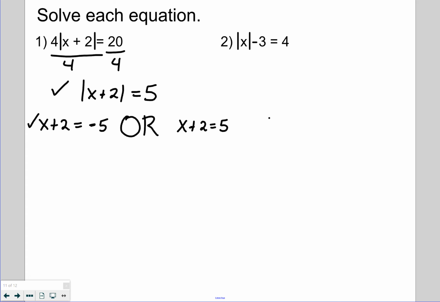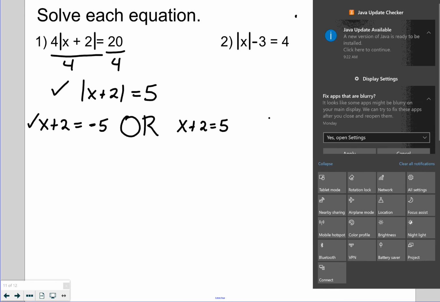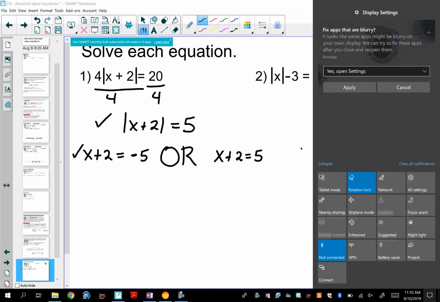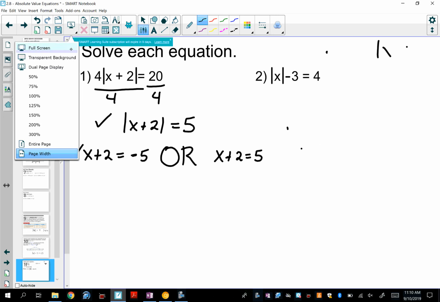Because if I think about, remember the most basic one was the absolute value of x. Oops. Whoa. Go away. Just go away. Collapse. Nope. There we go. Thanks for that, Nicholas.